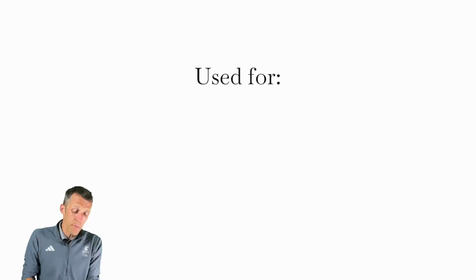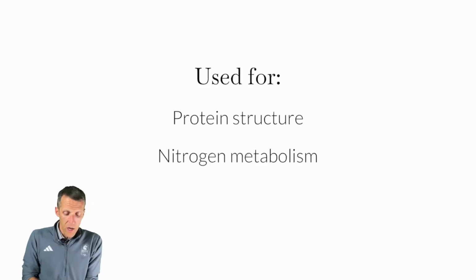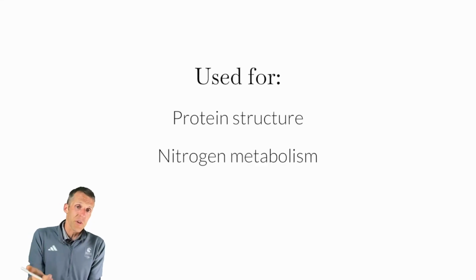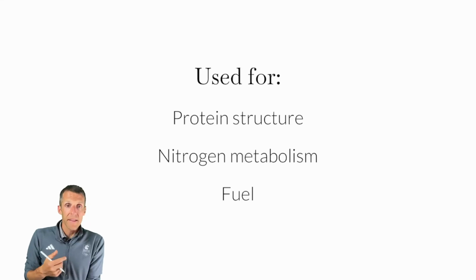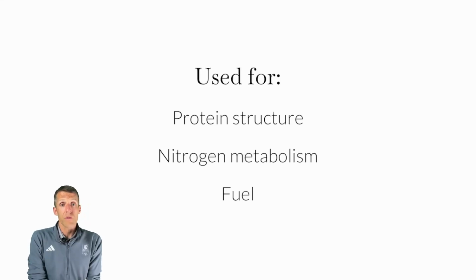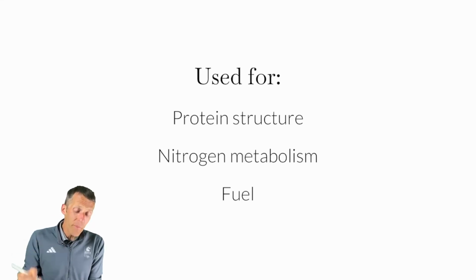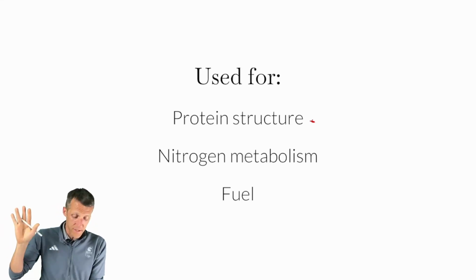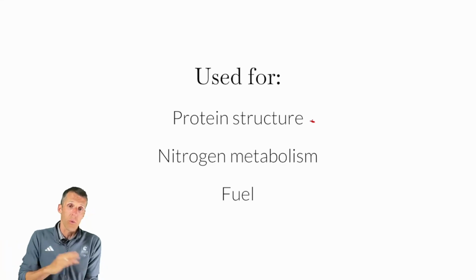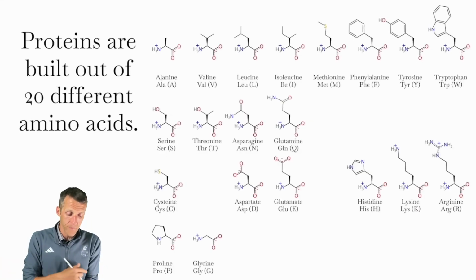Amino acids are used maybe most famously for protein structure, but they also play critical roles in nitrogen metabolism, which we'll unpack later. And then they can actually be used as a fuel source as well. Now, I'm going to very briefly talk about their role in protein structure here, but I've got a whole stack of videos planned for this that you'll get to look at in more detail later. So again, we're just going to go over it at a very high level.